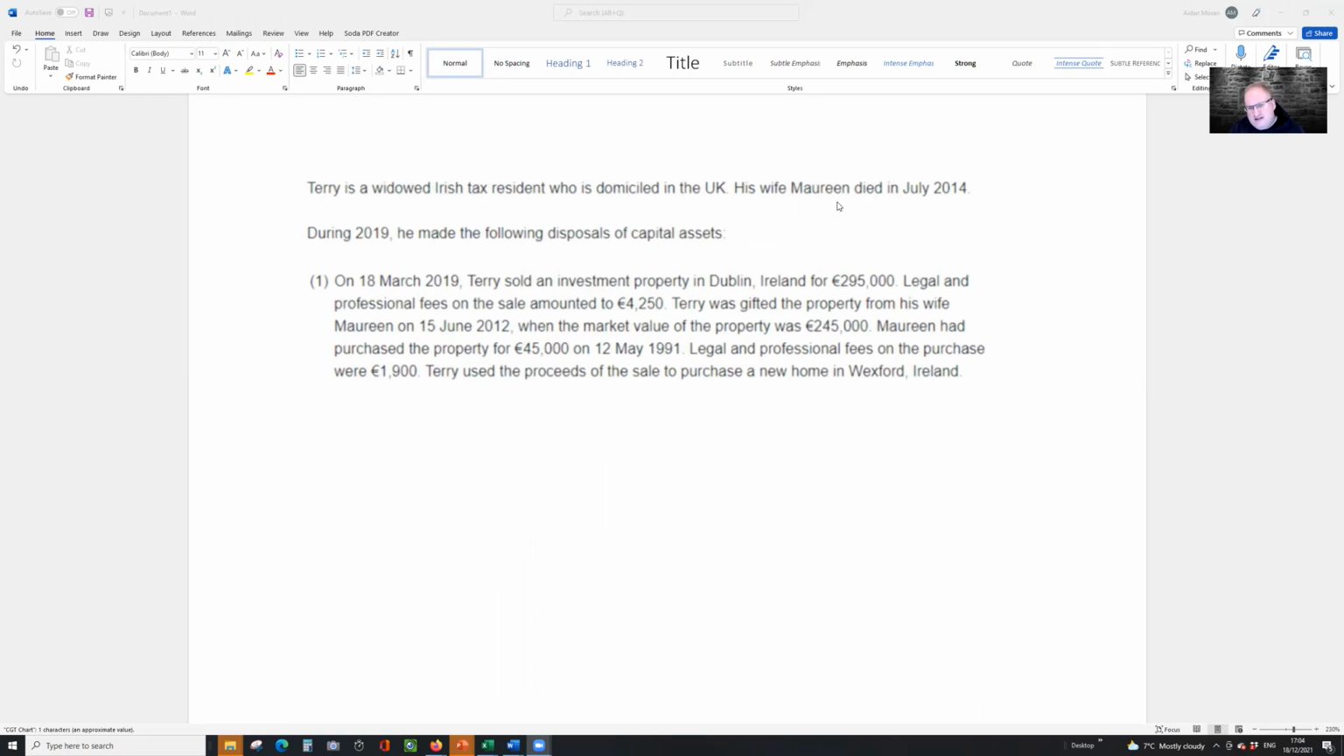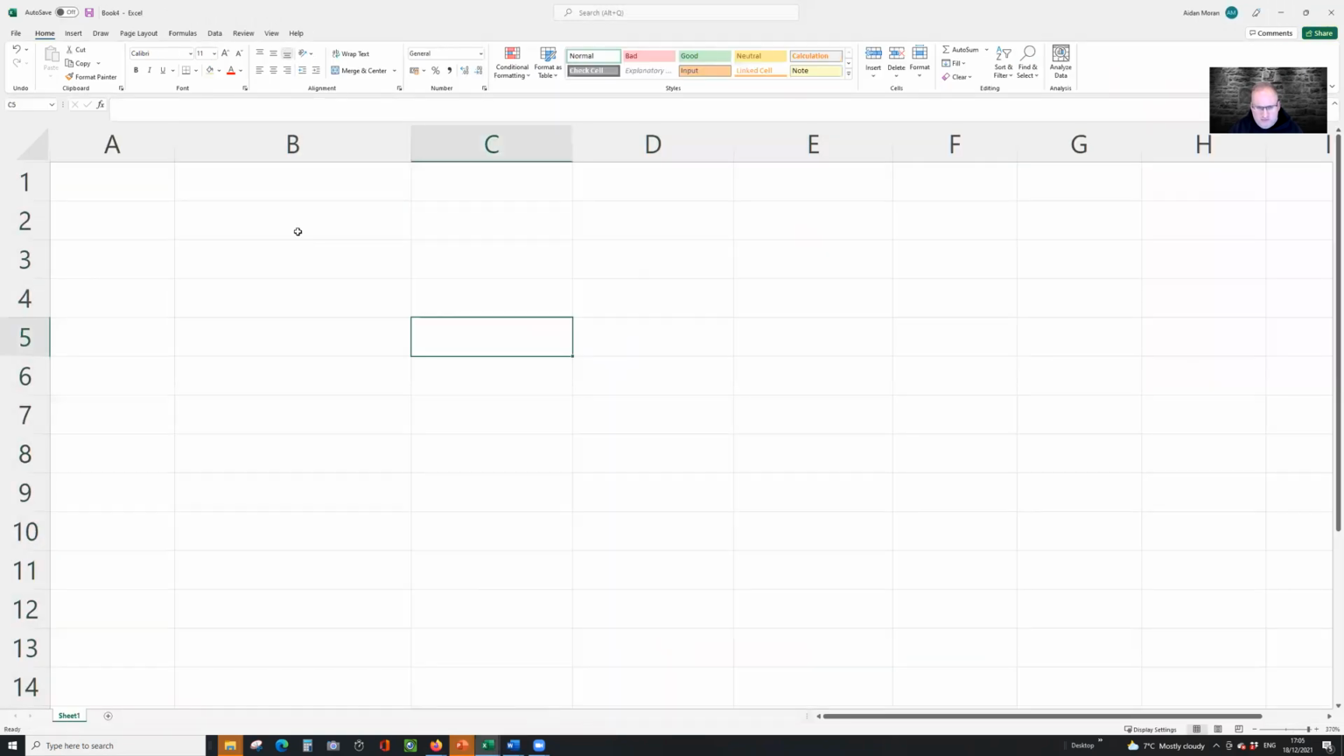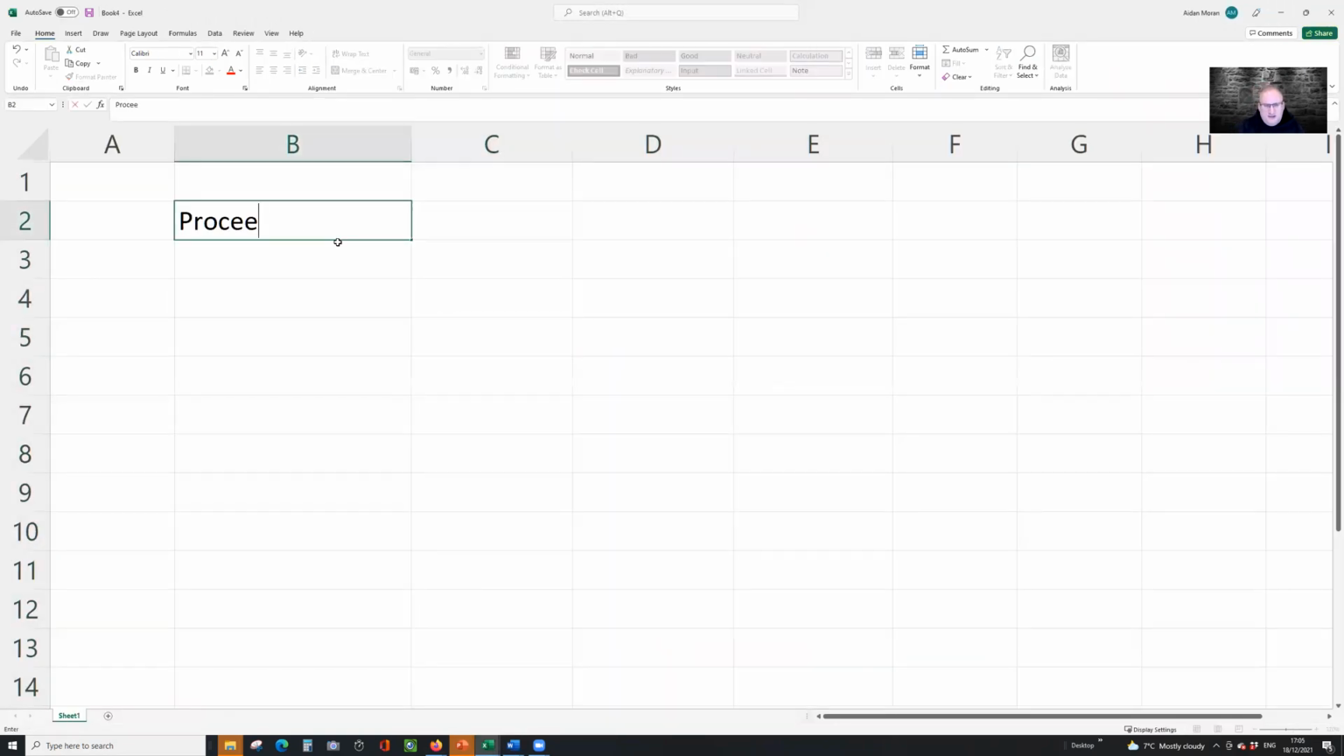His wife Maureen died in 2014, so we know there's no CGT on death. During the year 19, he sold the following assets. He sold an investment property in Dublin for 295. The very first thing I'm going to do is prepare your pro forma computation: proceeds minus your disposal costs.